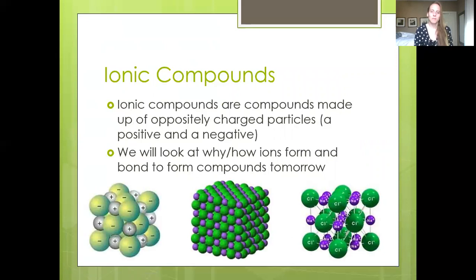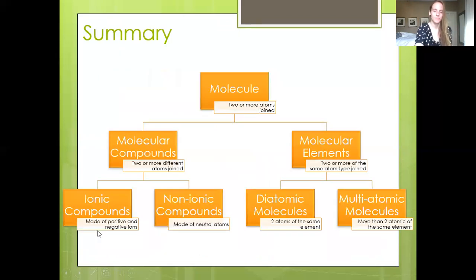So ionic compounds are compounds that are made of oppositely charged particles. So essentially you have a positive ion and a negative ion, or another way of saying that, a cation and an anion, that because they have opposite charges are attracted to each other. And we'll get more into this in the next lesson. This is kind of what they end up looking like there at the bottom.